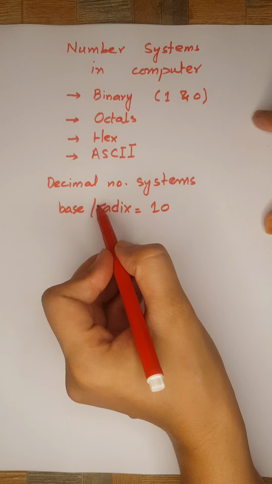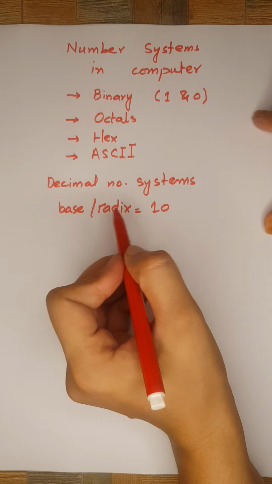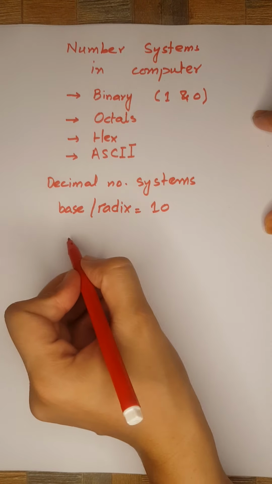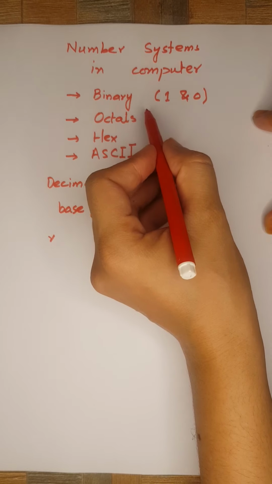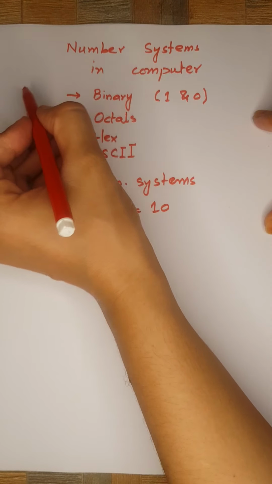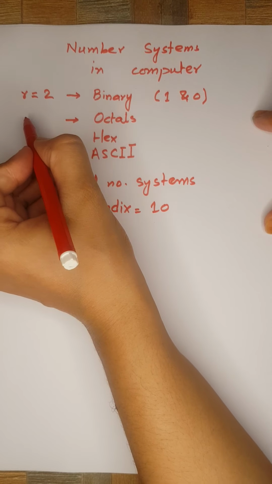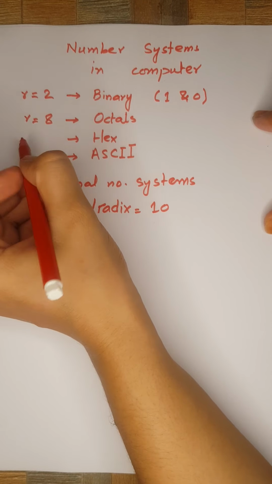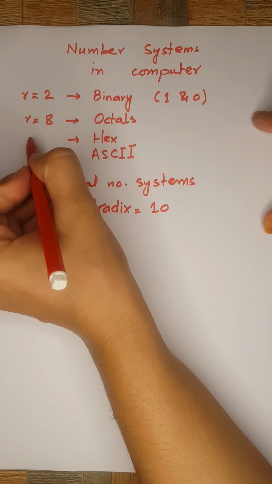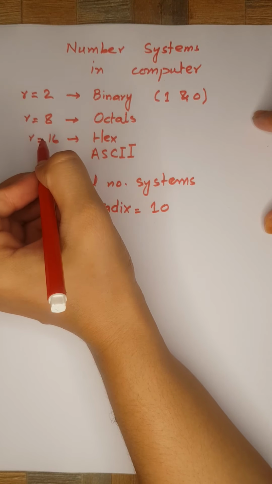All these number systems have a specific basis associated with them. Let's say we represent the radix or the base with r. Then for binary the radix r is equal to 2. For the octal numbers the radix is equal to 8, and for hex it is equal to 16.